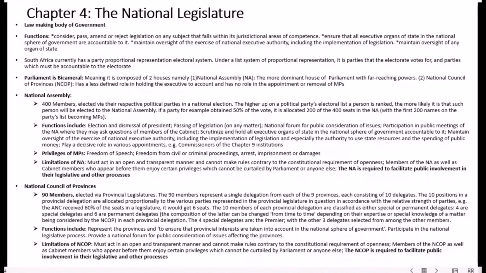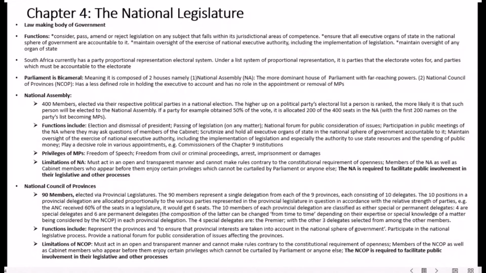Then MPs or members of parliament have specific privileges. They've got the privilege of freedom of speech. This is in relation to parliament, colleagues. So it's not outside parliament, but it is in respect of things that are said in parliament. And then we've got freedom from civil or criminal proceedings, arrest, imprisonment, or damages. That's also in respect of parliamentary proceedings, not outside.